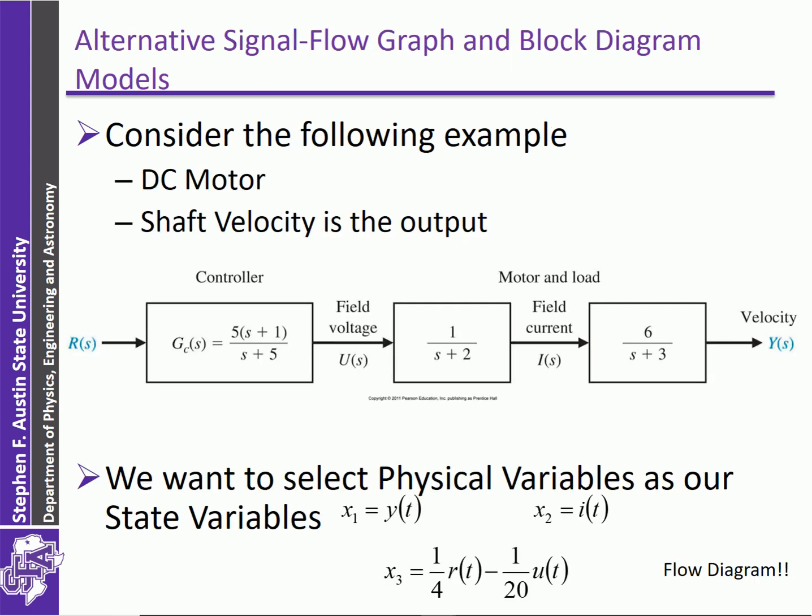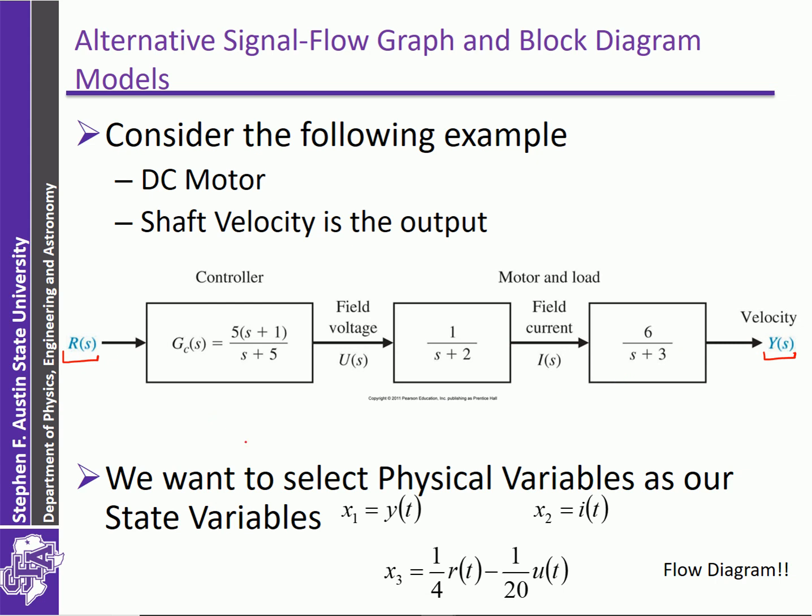So now let's move forward to this example in which we have a DC motor and we want to find the shaft velocity at the output. So what we're going to do at the very beginning is understand this transfer function or this block diagram. This is an open loop system in which here's our input signal and here is the velocity at the shaft.